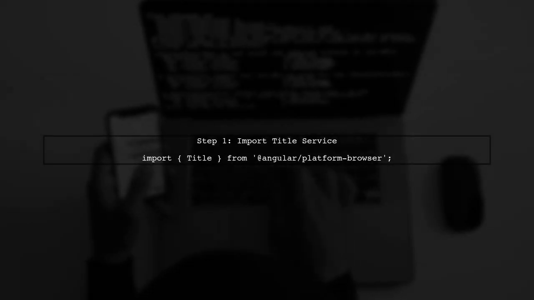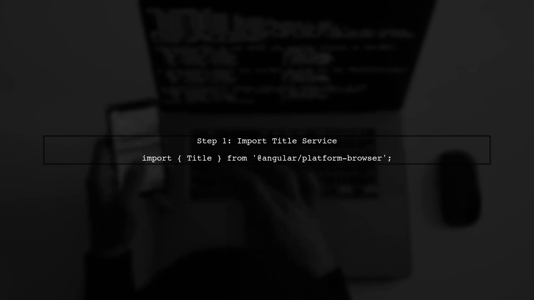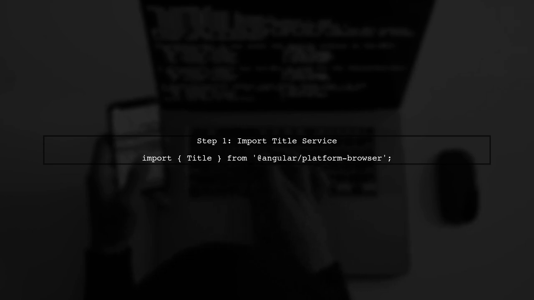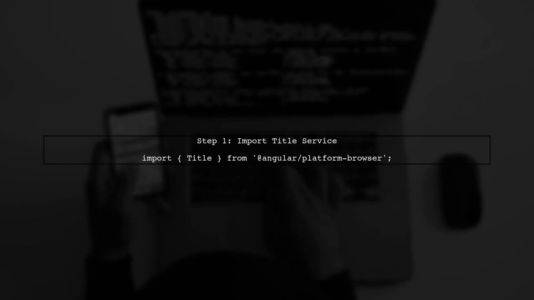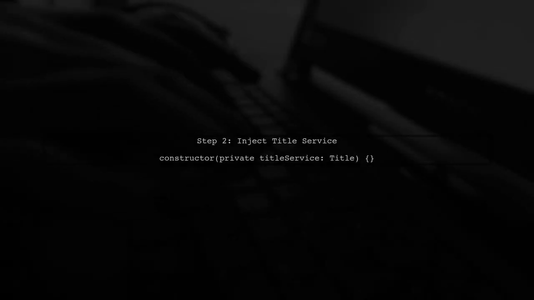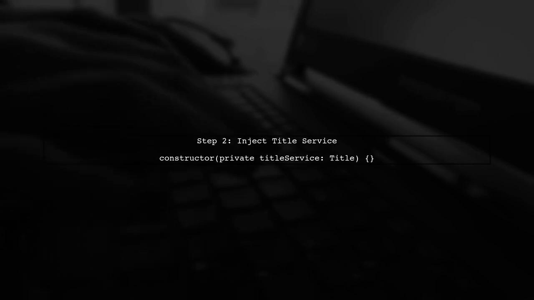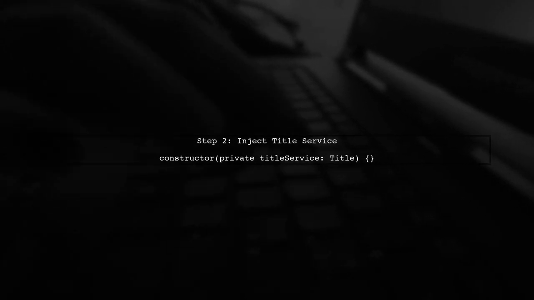To change the title of a page in Angular when navigating through routes, we will use the title service provided by Angular. First, let's import the title service in our component. Next, we need to inject the title service into our component's constructor. This allows us to use it to set the page title dynamically.